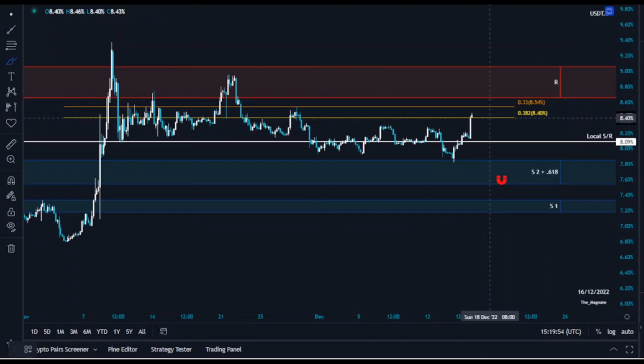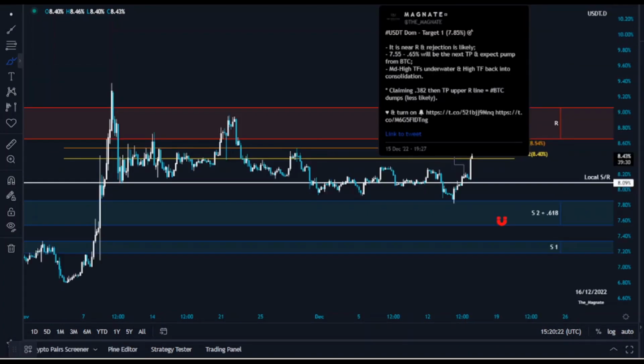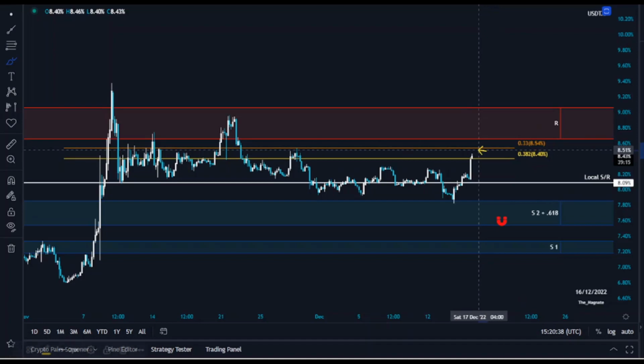If we look at the USDT dominance chart, yesterday I said we're nearly at the resistance, and I gave it less chance that we go to 382, which is a mirror image of 618, and we're going to see a rejection. However, as I also mentioned, the higher time frame is back in consolidation, which means we're going to see choppy price action for BTC. As long as we're below 382 and lose the local SR level, which is acting as a support at the moment, highly likely we're going to end up in this 755, 760 level.